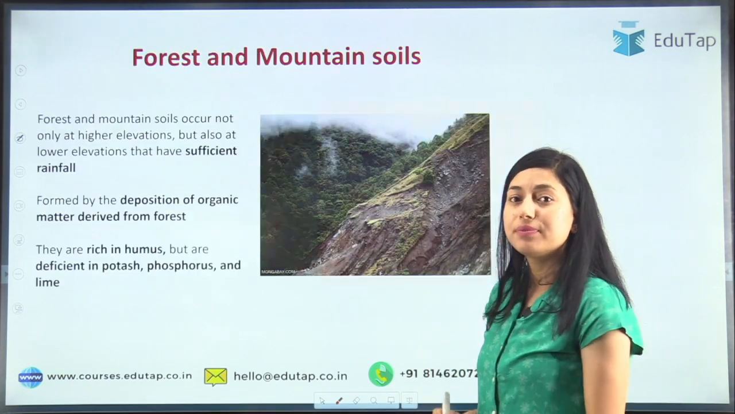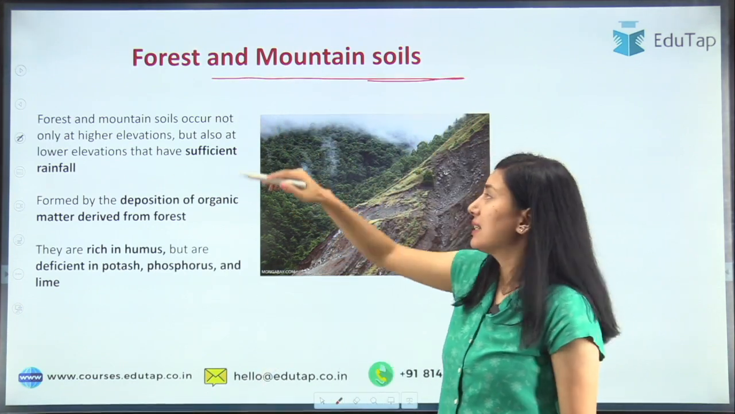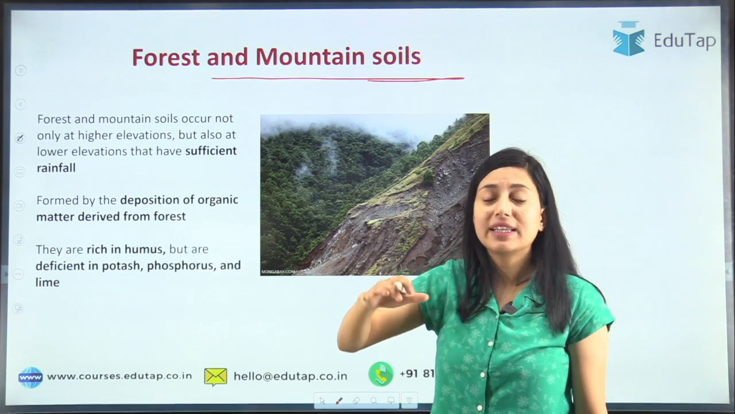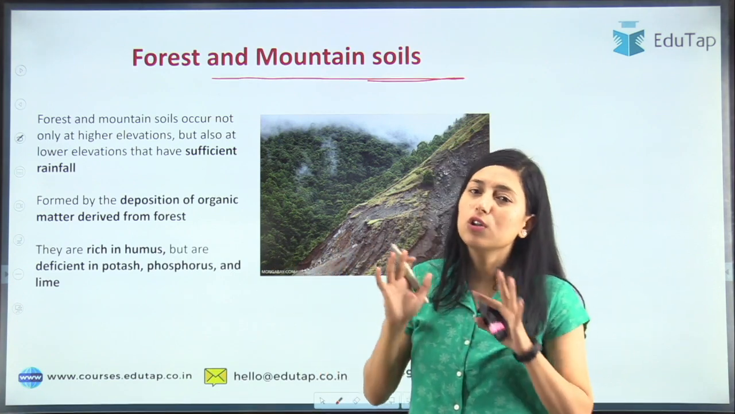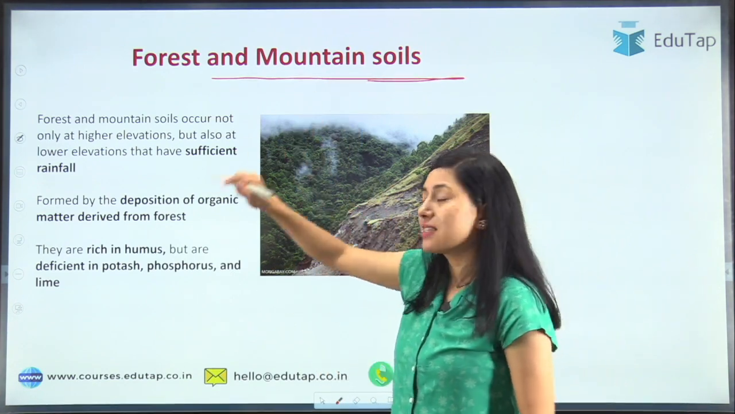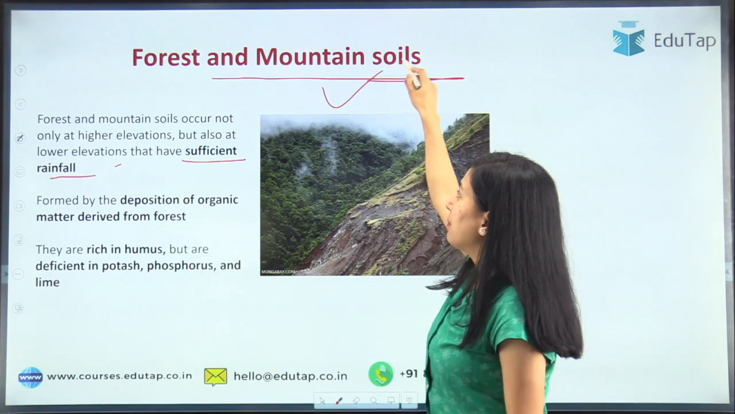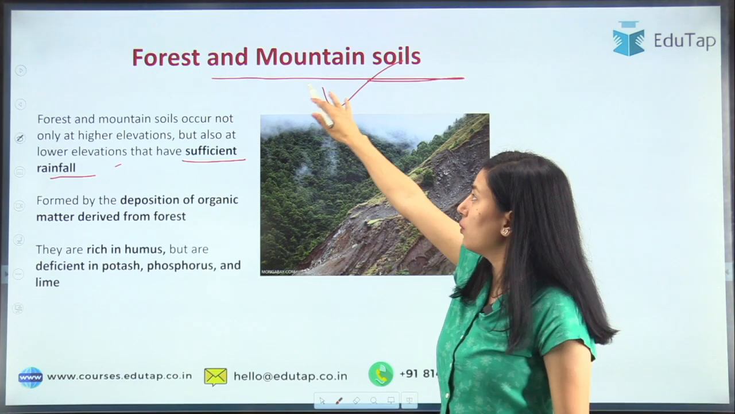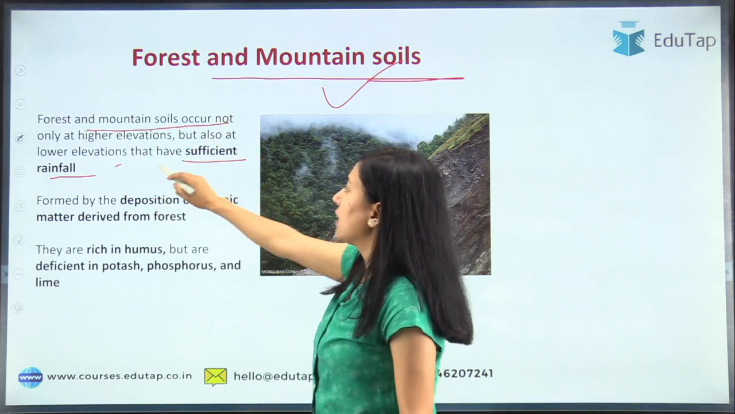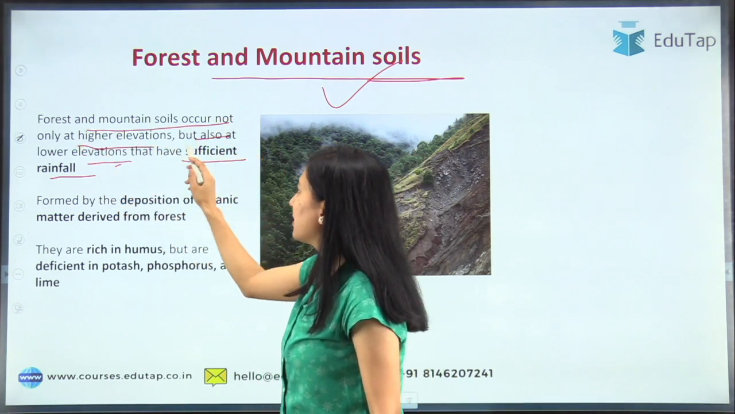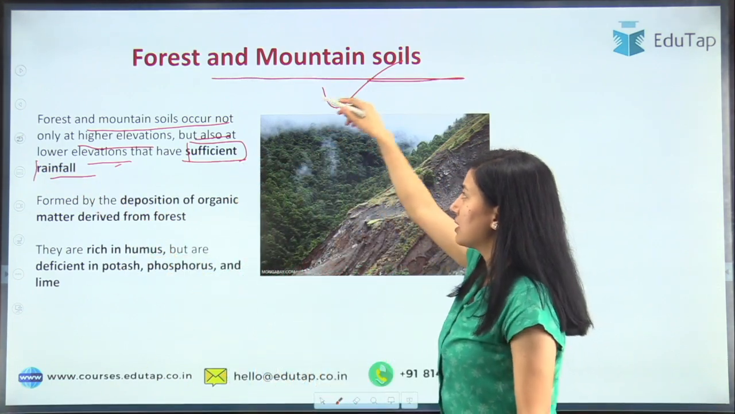Now moving on to the next, that is your forest and mountain soils. Students, as the name suggests, they are mainly present in forest regions or high elevation. They can be present in high elevation, also low elevation, but the condition is that there should be sufficient rainfall. Where there will be high rainfall, in forest and mountain regions, this forest and mountain soil will be formed. So this soil occurs not only in higher elevation but also in lower elevation, but we must have sufficient rainfall.